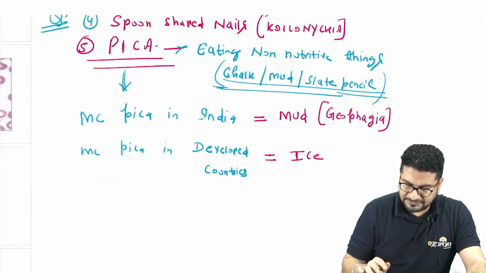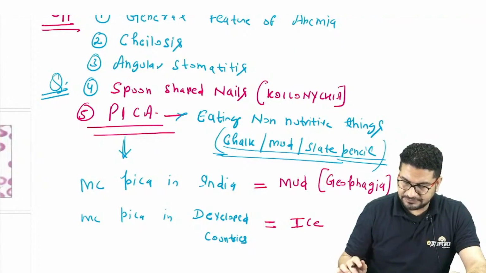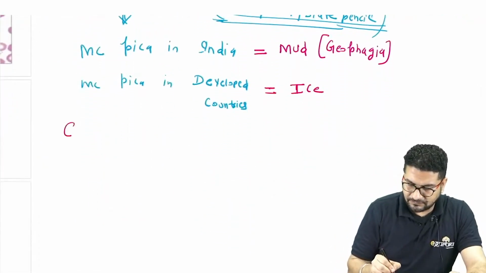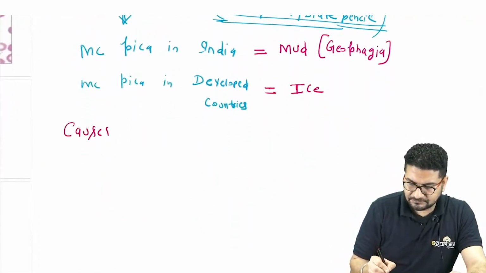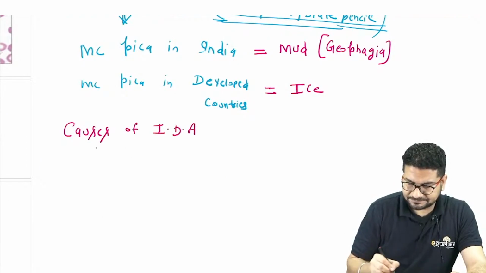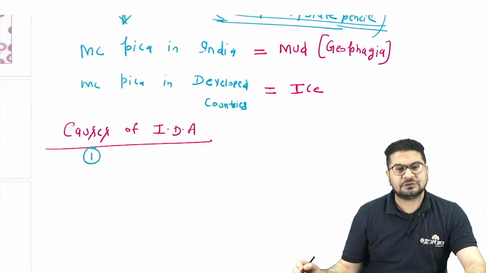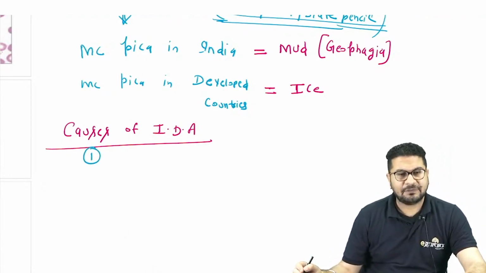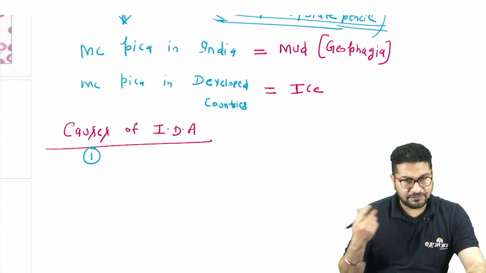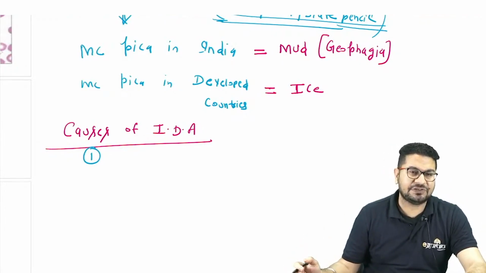So what you have to remember, these features. Along with this, you should remember the causes of iron deficiency anemia. One by one we will write the causes. A patient can develop iron deficiency anemia if you are not taking sufficient iron in diet.